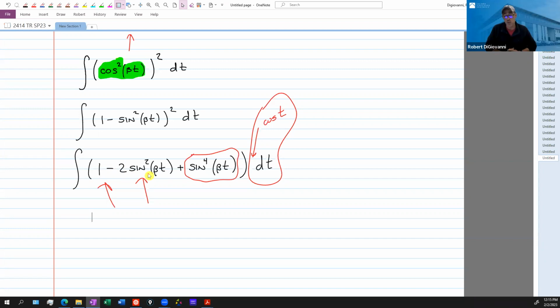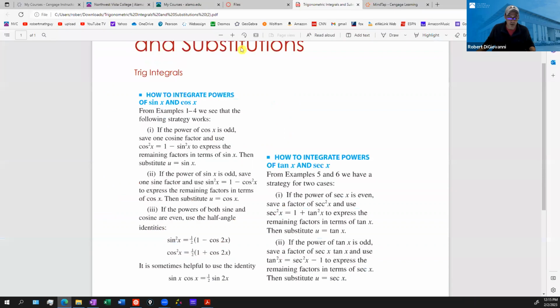Yeah, it'll probably just get worse and worse, or you eventually do it enough times that you wind up back where you started. You're like, oh yeah, this all turns out to be cosine to the 4th beta t. Now look, I want to show y'all.